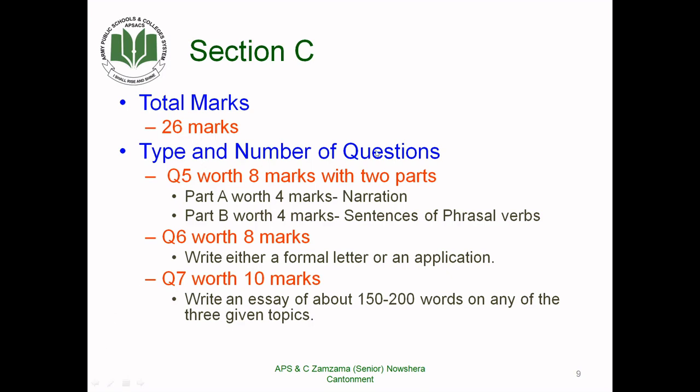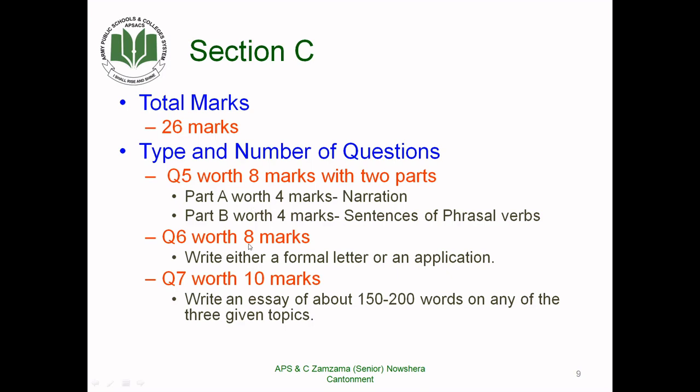The type and number of questions are question numbers 5, 6 and 7. Question number 5 is worth 8 marks with 2 parts. Part A, narration: you have to change direct speech into indirect speech. Part B has 4 marks: you have to use phrasal or prepositional verbs in sentences.